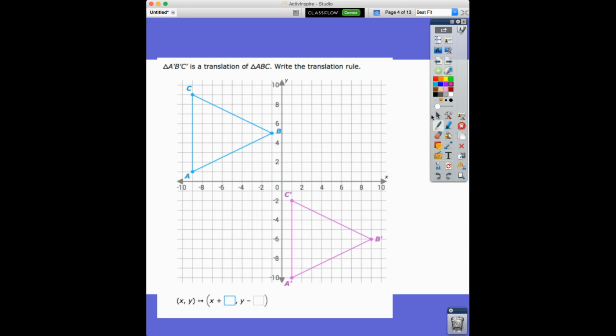All right, what do you think about this one? Okay, let's pick 2 points. What do you want to pick? I was leaning towards B. But we could do A, we could do C. What do you want to do? We'll go with B, my original thought.